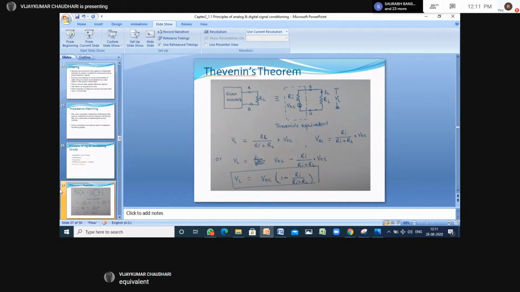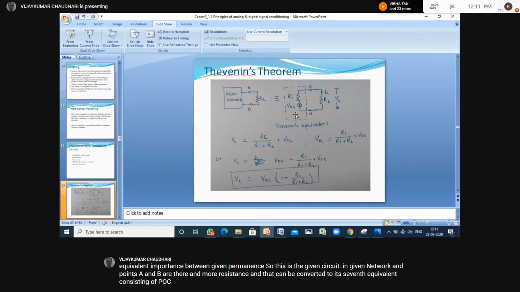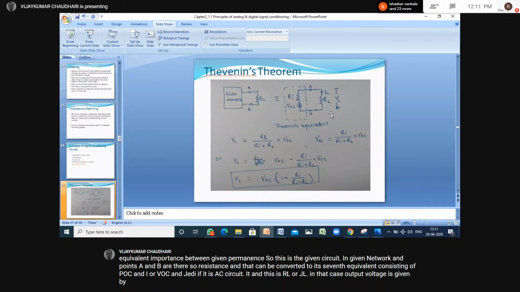So this is the given network, with points A and B and a load resistance, and that can be converted to its Thevenin equivalent consisting of VOC and RI, or VOC and ZI if it is an AC circuit. And this is RL or ZL. In network theory, generally, we found the load current. Here we want to find the voltage. So the load voltage will be RL upon RI plus RL into VOC, because it's a simple series voltage divider circuit.